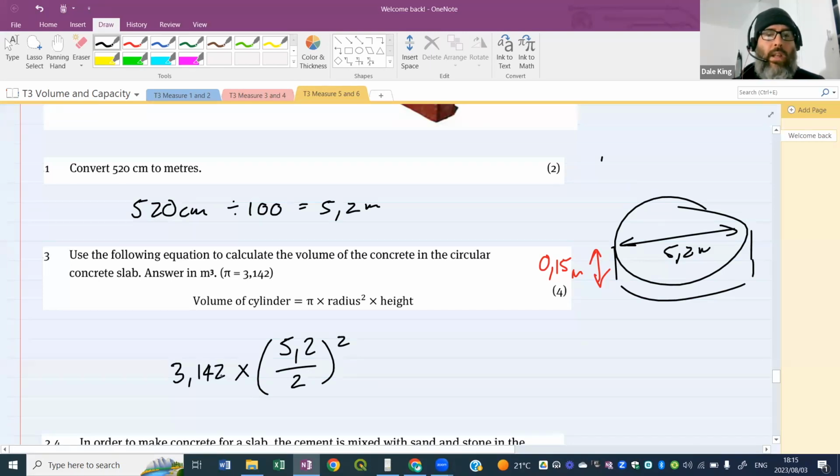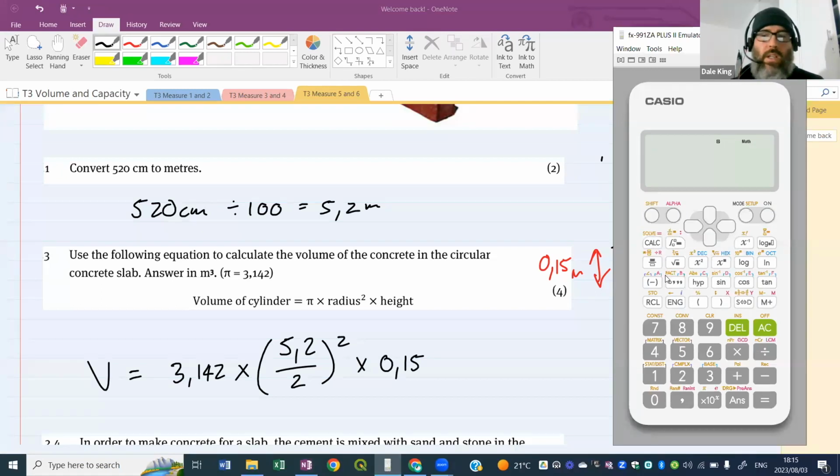Let me put it all in here. We've got pi on the left, 3.142, times the diameter, which is 5.2, halved to get the radius, and that must be squared. And the height is 0.15. All right, let's check it out. I'm going to put it into my calculator: 3.142 times, I'm going to use a bracket here. I'm going to put my 5.2, cut it in half.